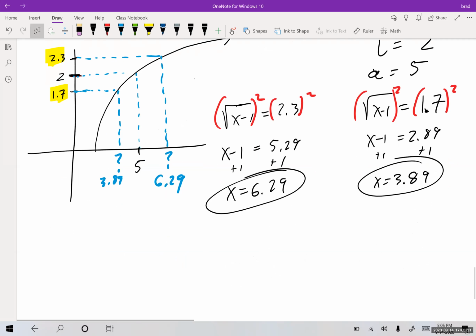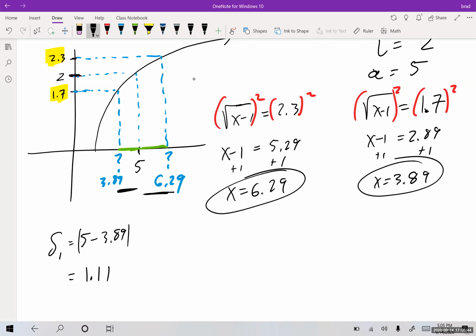Okay, so what I'm going to do is see how far from 5 I am here, and how far from 5 on the other side. I'm trying to find this distance from here to here and this distance from here to here. So let me call delta 1 the absolute value of 5 minus 3.89, because I just care about the distance. So that's 1.11. And let me call my delta 2 the absolute value of 5 minus 6.29, because again, all we care about is how far, and that would be 1.29, okay?